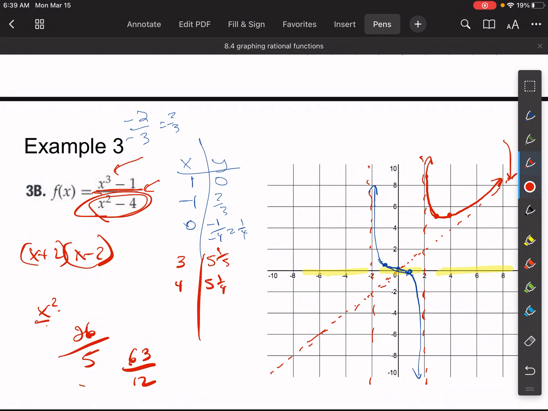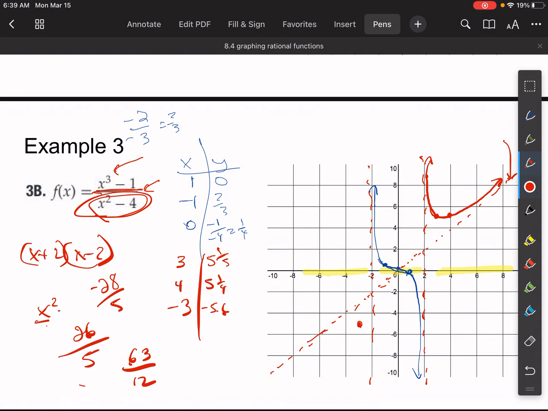If I plug in a negative 3, what happens? So at negative 3, to the third is just negative 27, minus 1 is negative 28. Okay, negative 3 squared is 9. 9 minus 4 is 5. So if I take negative 28 and divide it by 5, I end up with negative 5.6. Okay, so at negative 3, I'm at negative 5.6. So I'm somewhere down in here.